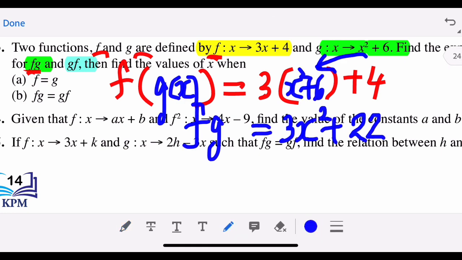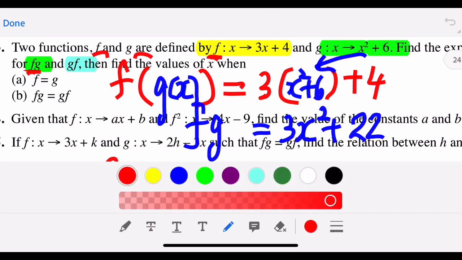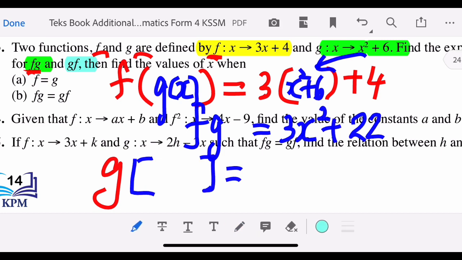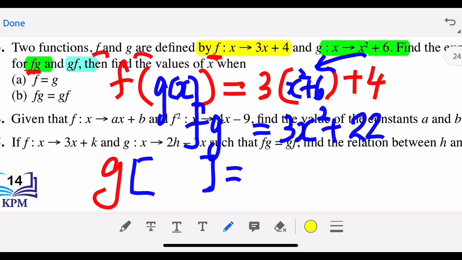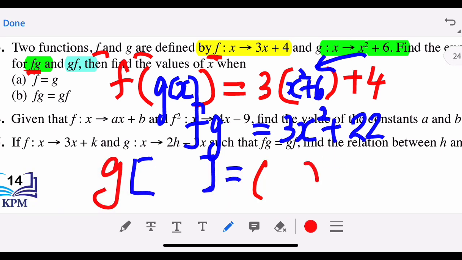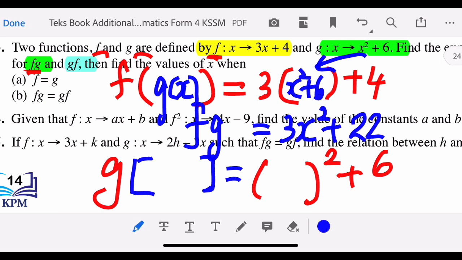How about for gf? Are they the same? Okay, so now the function is g, and we will copy down the g first. So the gx is x squared. When we see x, we don't write it first, we leave it first, because we are going to change the object now to f.